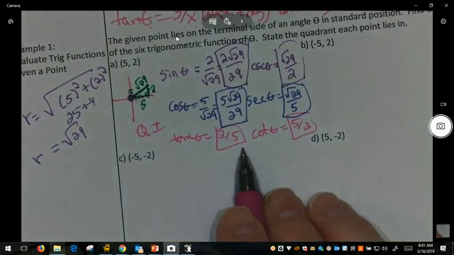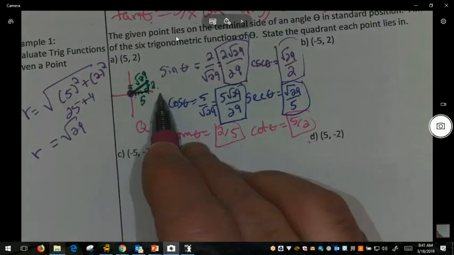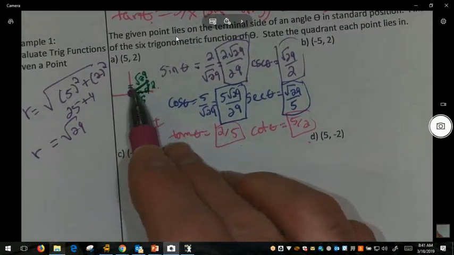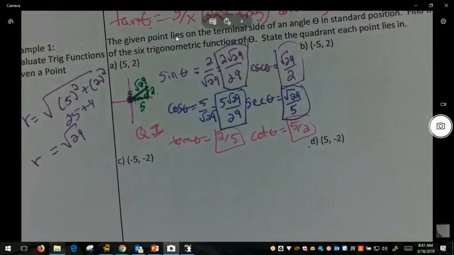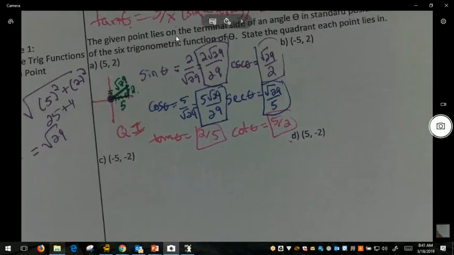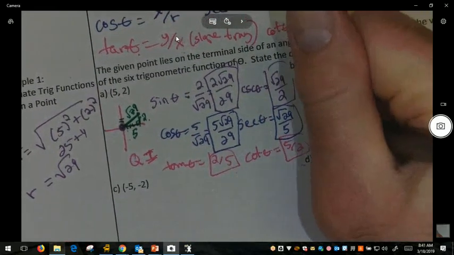Notice we are in quadrant 1, and in quadrant 1, all trigonometric ratios are positive. That's because our x is positive, our y is positive, and the radius of a circle is always positive. So in quadrant 1, all 6 are positive. Let's take a look at what happens when we move into another quadrant.